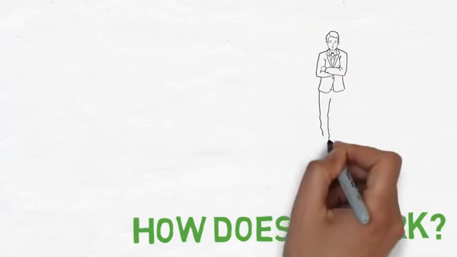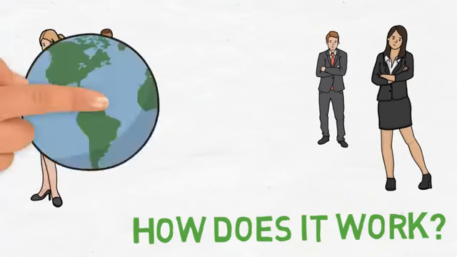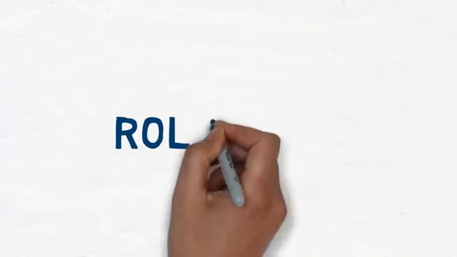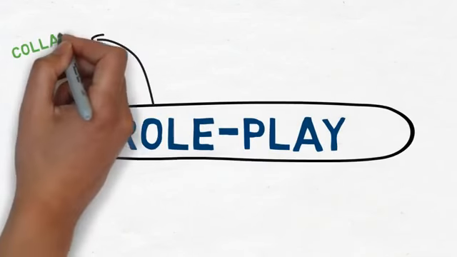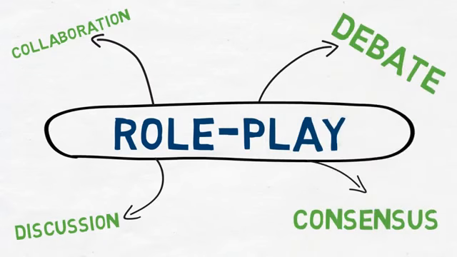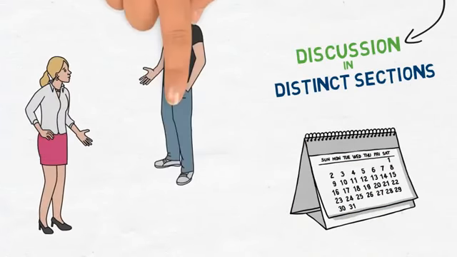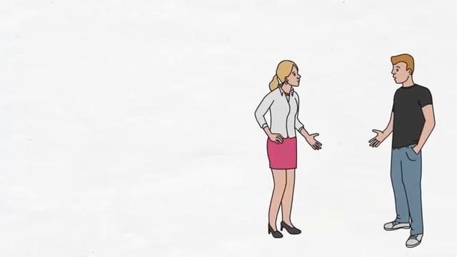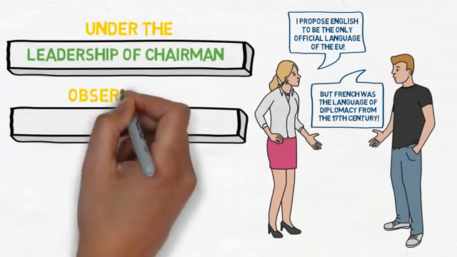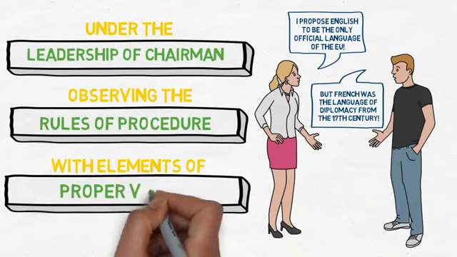The main role of the student attending the course is to play the role of delegates from different countries and attempt to solve real-world issues using the policies and perspectives of their assigned country. In other words, it is a role-playing simulation which focuses on collaboration and consensus building through discussion and debate. On a weekly basis, students negotiate in distinct sections, talk and debate over the difficult issues facing the world today. They defend the interests and statements of the state they represent under the leadership of chairmen, while all negotiations observe so-called rules of procedure and contain elements of proper voting and discussion.